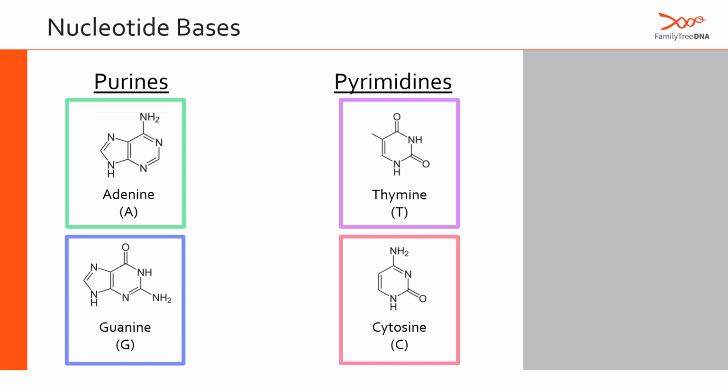Nucleotide bases fall into two categories based on their chemical shape. The first are purines. These are double-ringed structures, and for nucleotides, these are adenine and guanine. The second are pyrimidines. These are single-ringed structures, composing thymine and cytosine.